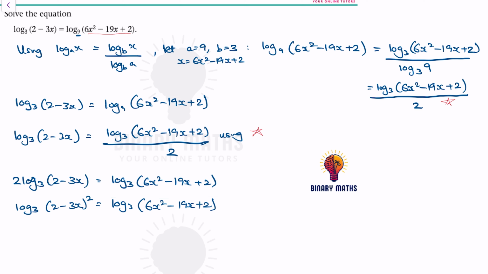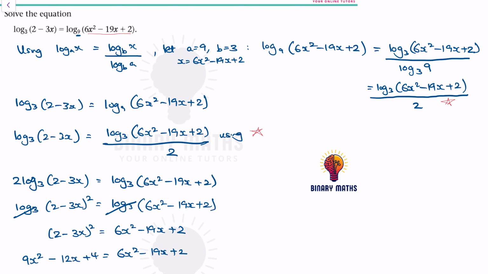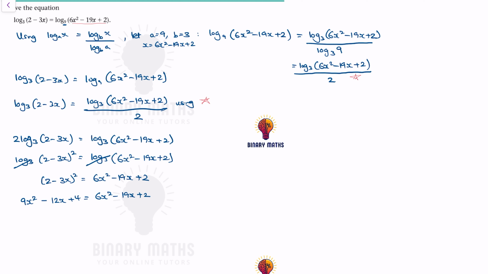Because they're both log base 3, I can do 3 to the power of and get rid of both of them. So I get (2 minus 3x) squared is equal to 6x squared minus 19x plus 2. When I expand (2 minus 3x) squared, I get 9x squared minus 2 lots of 6x, which is minus 12x, plus 4, is equal to 6x squared minus 19x plus 2. If I take everything to the left-hand side, I get 9x squared minus 6x squared, which is 3x squared, minus 12x plus 19x, which is plus 7x, and 4 take away 2, which is plus 2, equals 0.